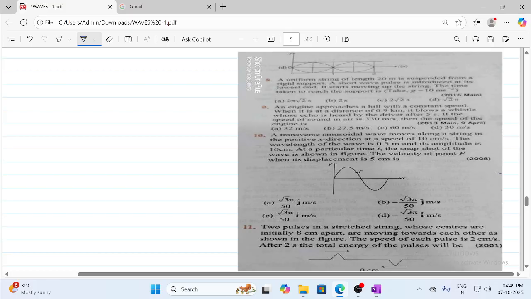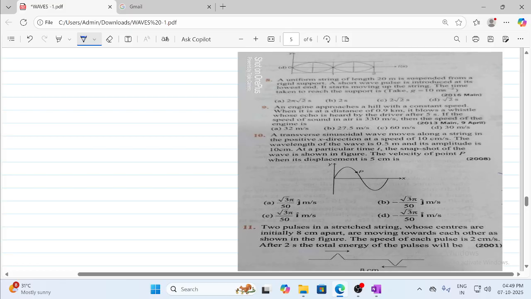A uniform string of length 20 meters is suspended from a rigid support. A short wave pulse is introduced at the lower end. It starts moving up the string. Find the time taken to reach the support. It is very easy, I think. Solve it. Time taken will be distance upon speed. Distance is given how much? 20 meter. Speed you can find. Now try to find the relation. I think mass will get cancelled, something like that.